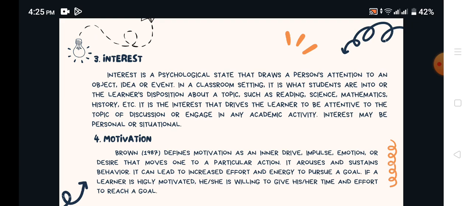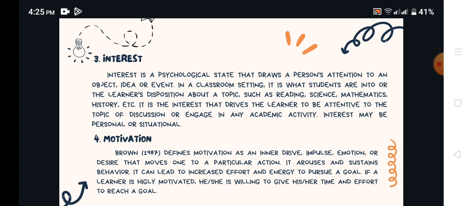So this is the attention that we give towards an object, idea, or an event. Example for this in the classroom setting is that a student is interested in a topic, specifically in a subject which is mathematics rather than English. So the interest of student towards a certain topic really drives the learner to be attentive. And interest may be situational or personal, meaning like in personal interest, it is really a permanent interest, while situational interest is just temporary and is aroused by specific features of an activity or a task.